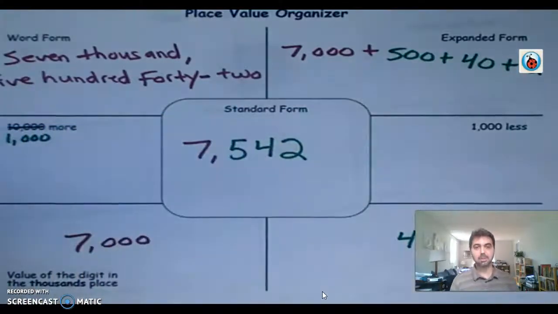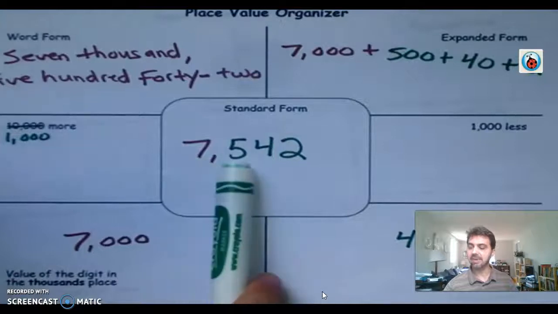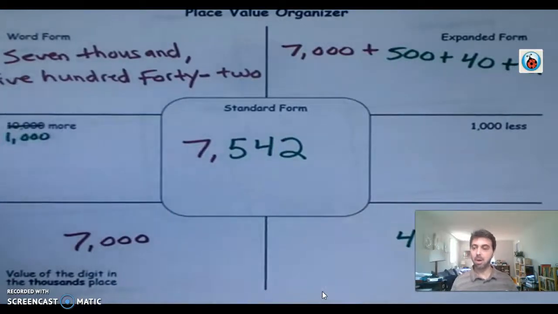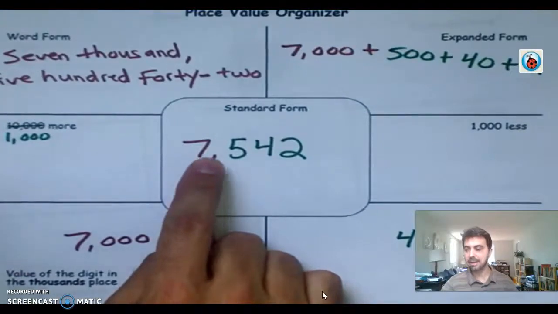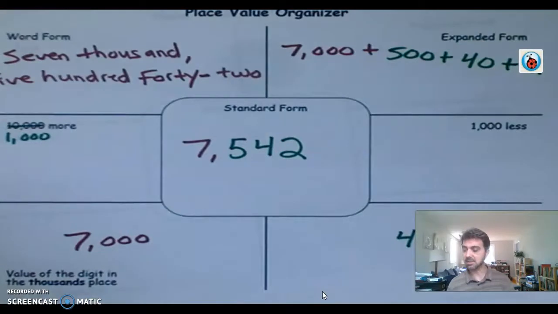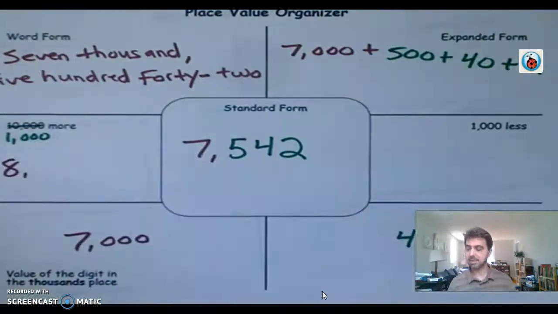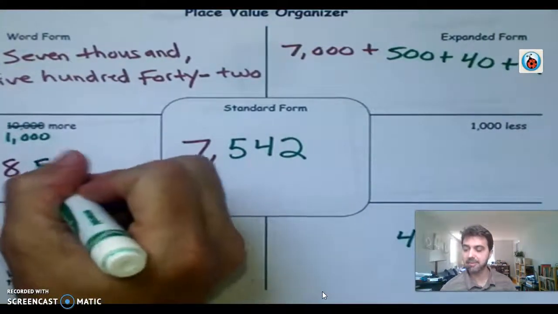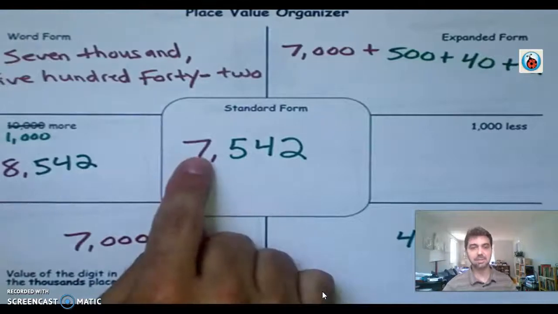Okay, so what is 1,000 more than 7,542? All we need to do is go and look at our thousands place, and we're going to add another 1,000. So what's one more 1,000 than 7,000? That would give us 8,000. So that would give us the number 8,000. And then the rest of the numbers would stay the same, 542. Okay, because it's just the thousands place that changed.